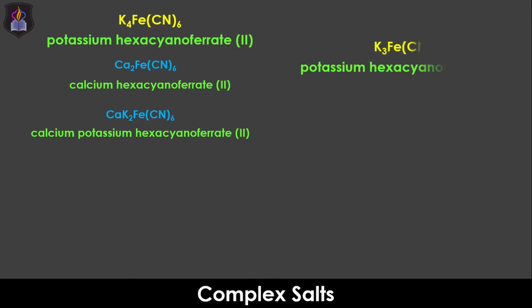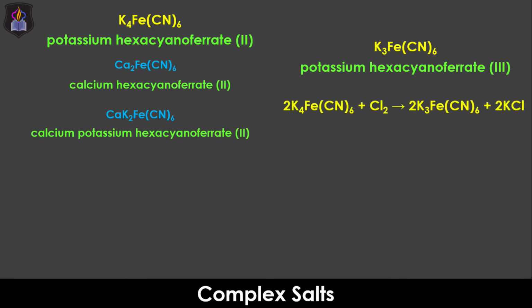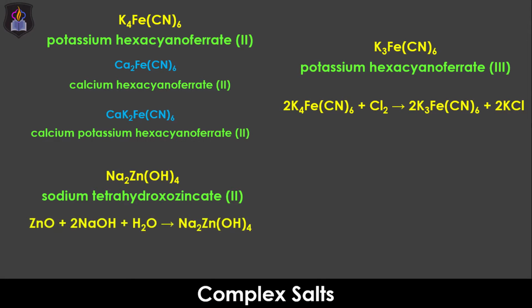Potassium hexacyanoferrate 3 is prepared by bubbling chlorine gas into a solution of potassium hexacyanoferrate 2. Potassium hexacyanoferrate 3 separates out from the solution. Sodium tetrahydroxyzincate 2 is obtained by dissolving zinc, zinc oxide, or zinc hydroxide in excess sodium hydroxide solution. Hydrogen gas is evolved when zinc is used.